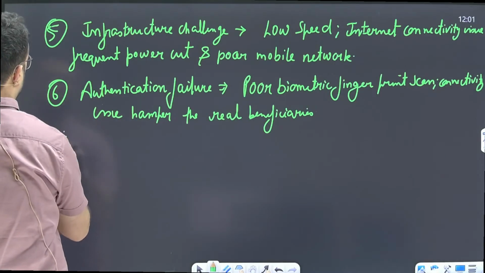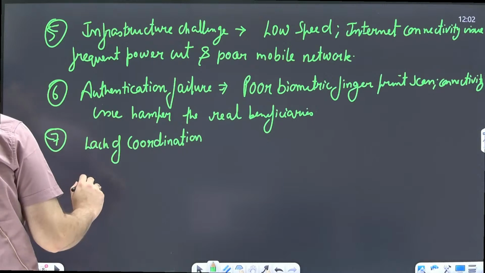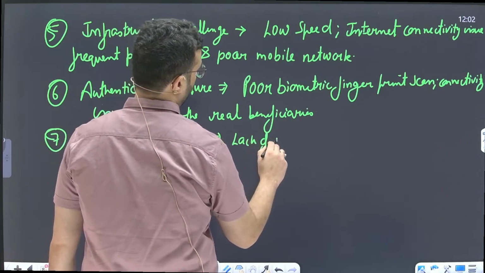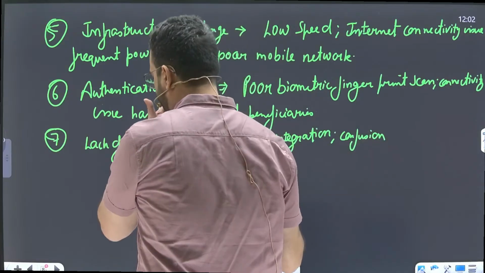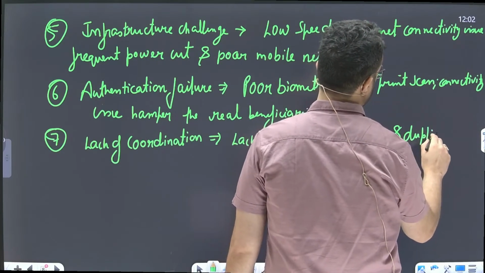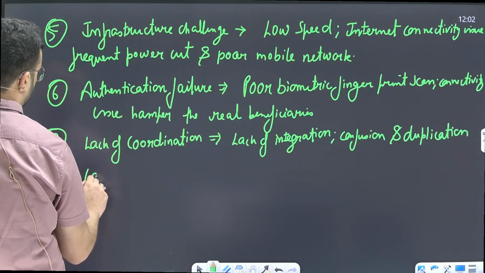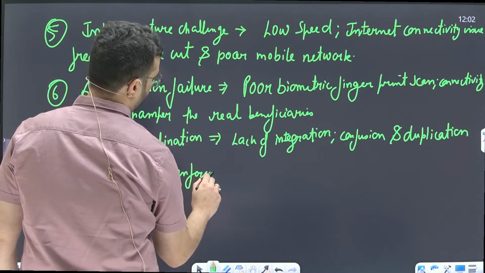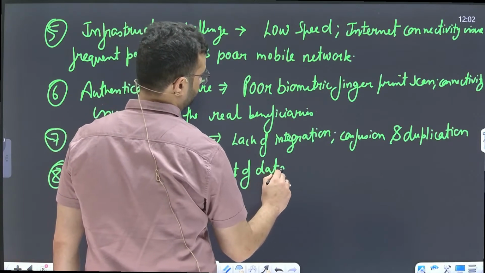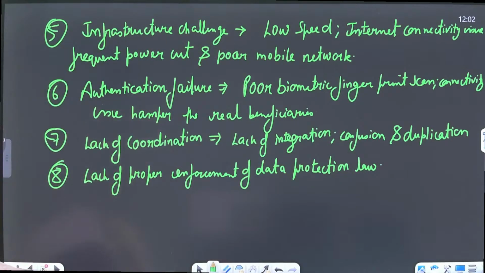Then apart from that, seventh, lack of coordination. That is lack of integration, confusion, and duplication. And last is lack of proper enforcement of data protection law. That is again a major challenge. So these are the challenges of digital public infrastructure.